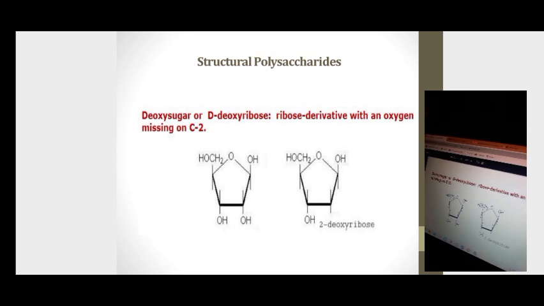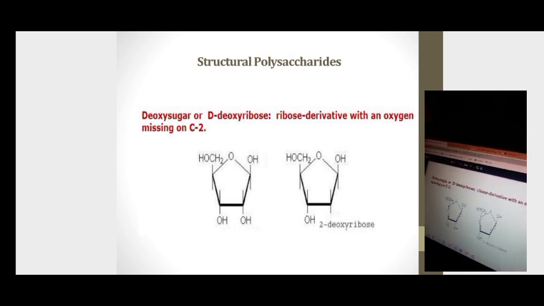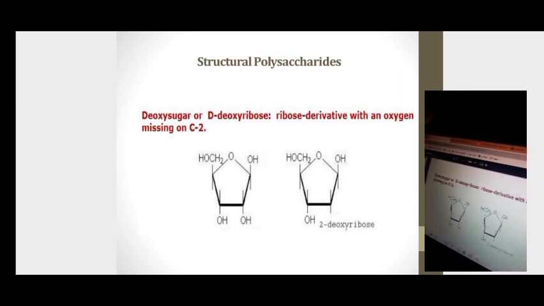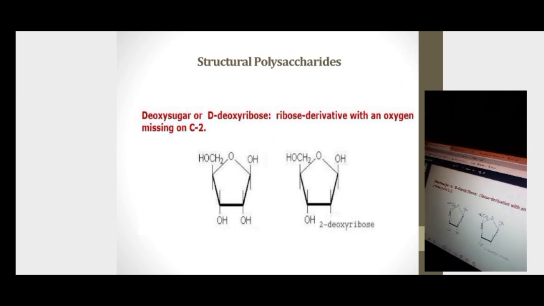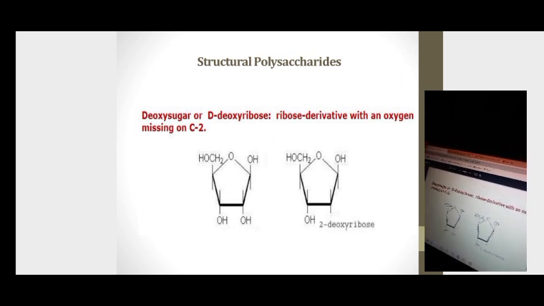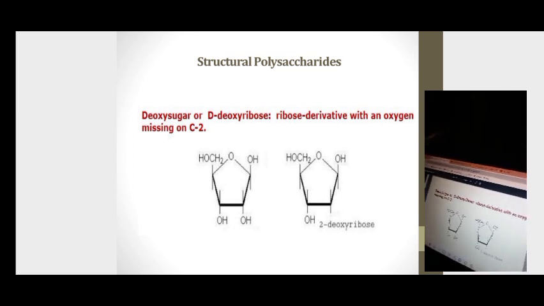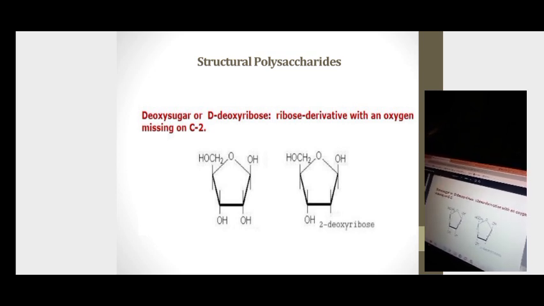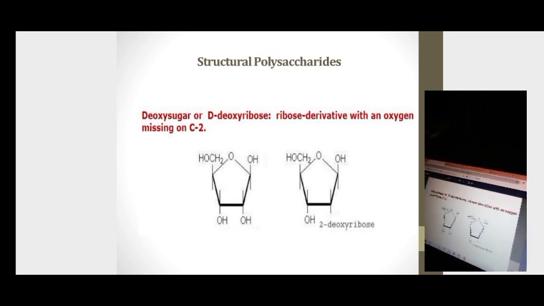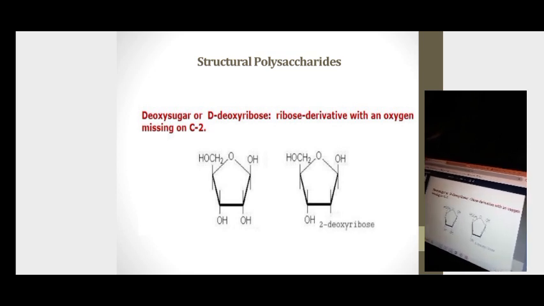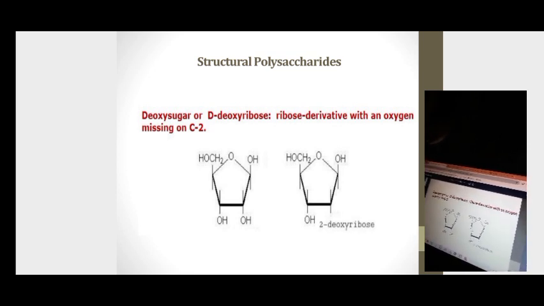So as you can see in the illustration below, the difference between the deoxysugar and the deoxyribose, actually it is almost the same, but there is only a small difference between the two, which is that the deoxyribose contains only two. Instead of oxygen, hydrogen, it contains two deoxyribose.